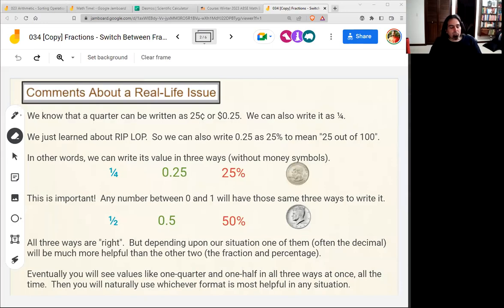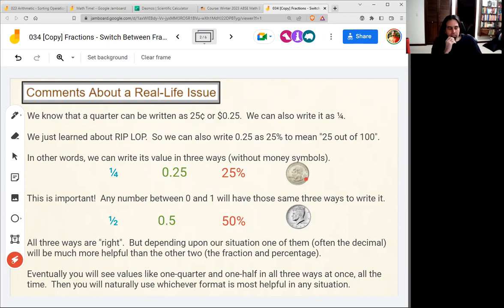For the next Jamboard, first, just a heads up on this page that there's 3 ways to write numbers between 0 and 1. Maybe more if they're money. But I could take a quarter and write it as a fraction, a decimal, or a percent. I could take a half and write it as a fraction, a decimal, or a percent.